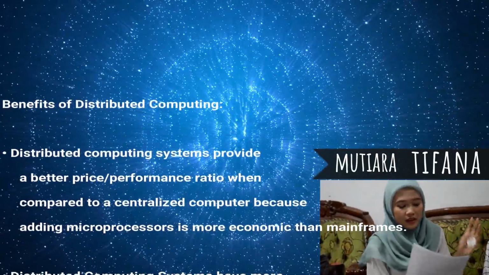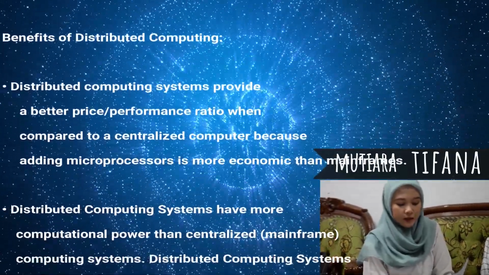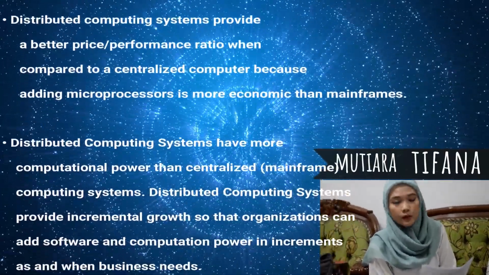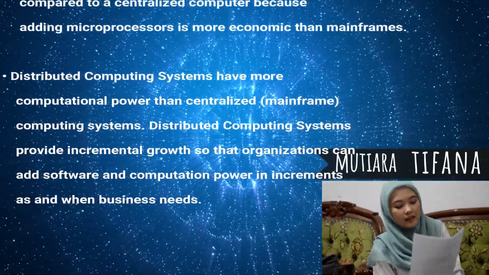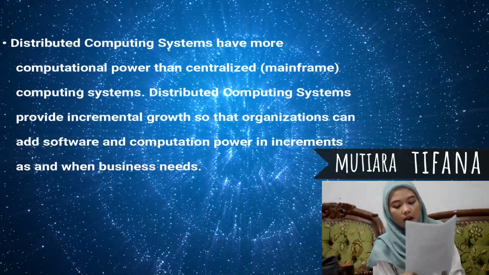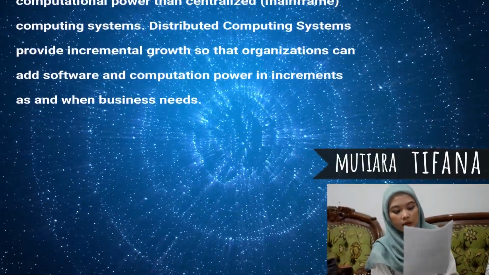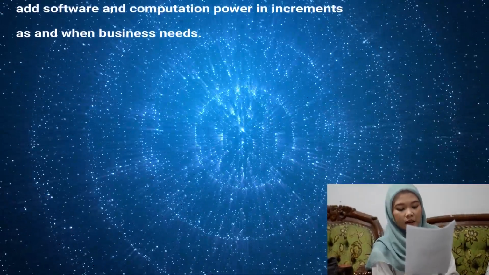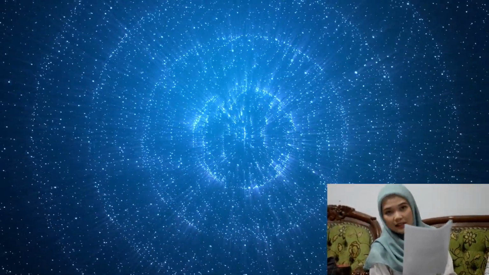And what is the benefit of distributed computing? The benefits are: distributed computing systems provide a better price or performance ratio when compared to a centralized computer, because adding microprocessors is more economical than mainframes. The second is that distributed computing has more computational power than centralized or mainframe computing systems. Distributed computing systems also provide incremental growth, so that organizations can add software and computation power in increments as and when business needs. So yeah, that's all my part.